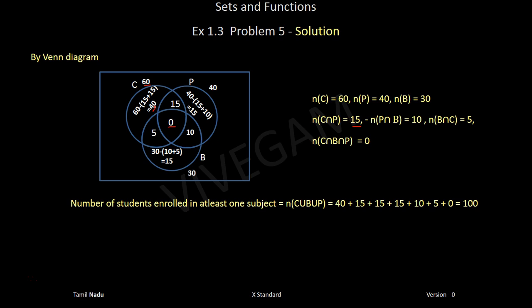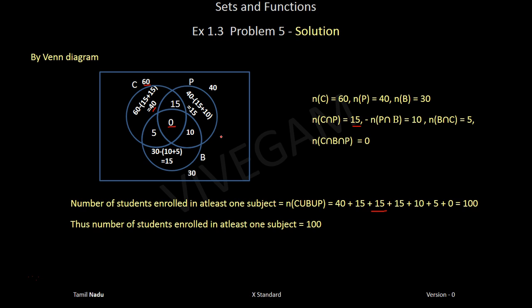Am I right? 40 plus 15 plus 15 plus 15, then 10 plus 5 plus 0. That's what is written here. They can ask you the same question, saying, find the number of students. In that case also it is the same, right? So this represents all the students who are enrolled. That will be the answer. Okay, so this is how this problem can be worked using a Venn diagram.